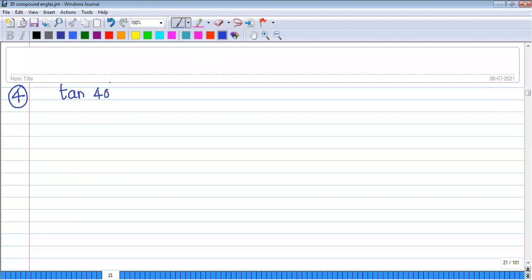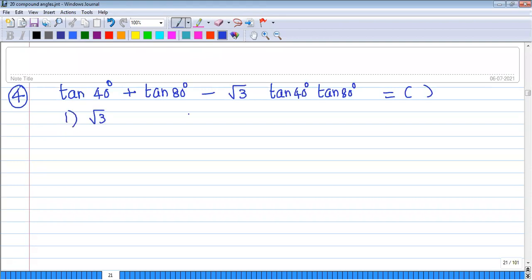Tan 40 degrees plus tan 80 degrees minus root 3 times tan 40 tan 80 degrees equals to. First option is root 3. Second option is negative root 3. Third option is 1 upon root 3. Fourth option is negative 1 upon root 3. Okay, what is your answer?